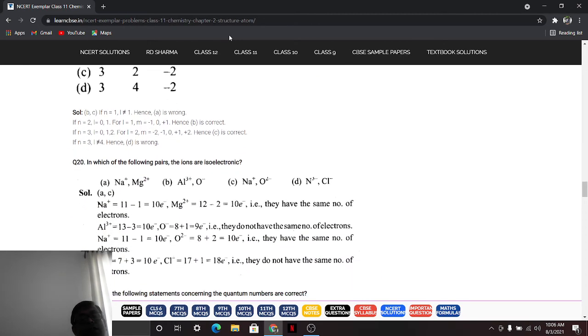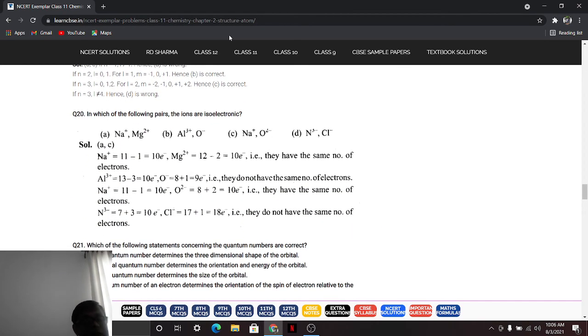Which of the following pairs of ions are isoelectronic? Are isoelectronic? Same number of electrons ಅಂತ ಅರ್ಥ. Same number of electrons. A Na plus, Mg2 plus; B Al3 plus, O minus; C Na plus, O2 minus; D N3 minus, Cl minus. Solutions ಇಲ್ಲಿ ನೋಡಿ, A ಮತ್ತು C ಕರೆಕ್ಟ್.